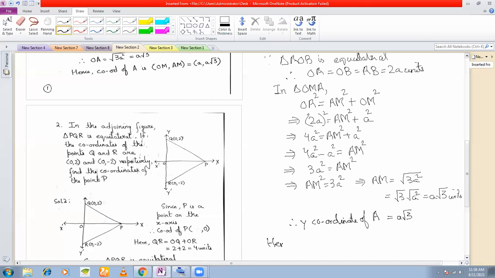Hence, coordinates of A is, what is the x coordinate? A. And the y coordinate? A root 3.